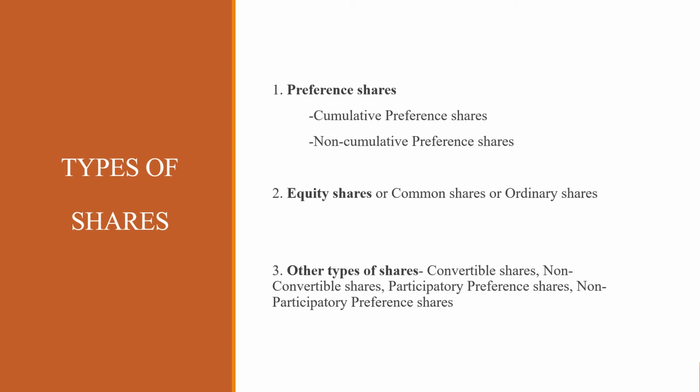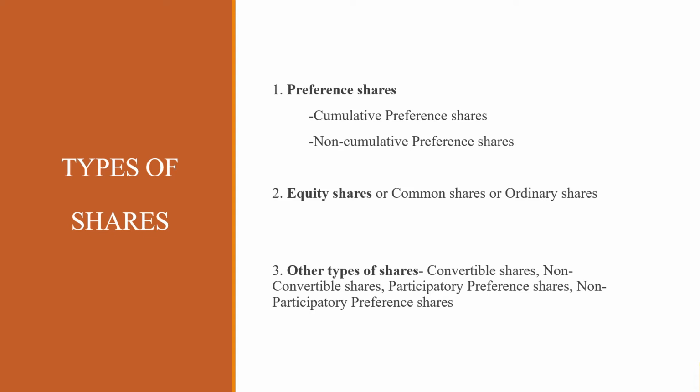Preference shares are of two types: cumulative preference shares and non-cumulative preference shares. If for some reason the company has incurred a loss or less profit and the cumulative preference shareholders are not paid dividend, then this dividend gets accumulated in the next year and will be paid in the following year. In case of non-cumulative preference shares, this dividend is not accumulated.